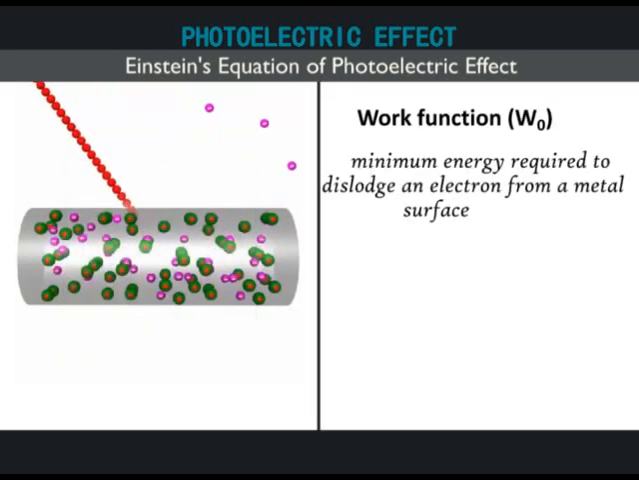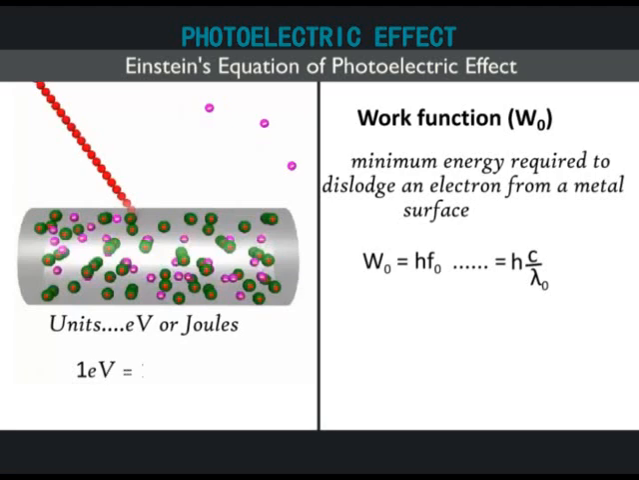The minimum energy required for the electron to just dislodge from the metal surface is called the work function, W0. This energy is generated when the frequency of the light wave is equal to the threshold frequency, f0. So work function is equal to h f0, which can also be expressed as work function is equal to hc over lambda naught. This energy differs from metal to metal. Work function is given in a unit called electron volt or joules. 1 electron volt is equal to 1.6 times 10 to power negative 19 joules.